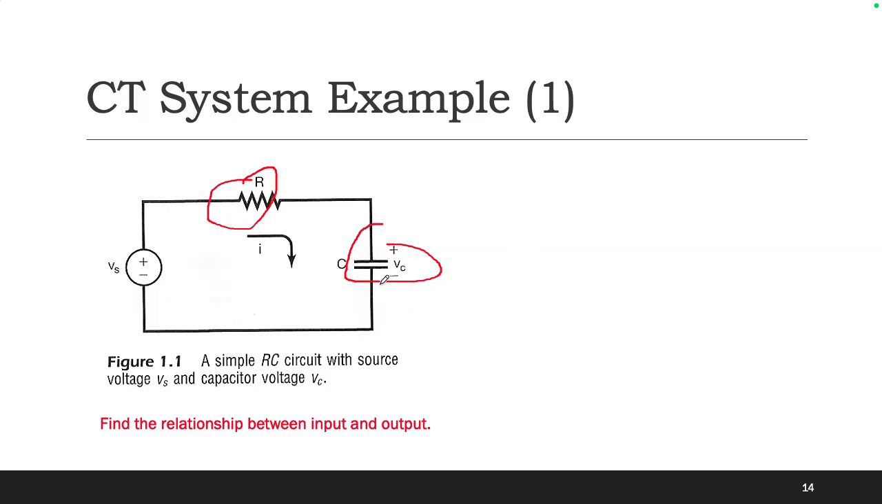Yeah, so let's try to find the relationship between the input and output. Consider here, Vs is the input, Vc is the output. And then actually, yeah, we have this equation.